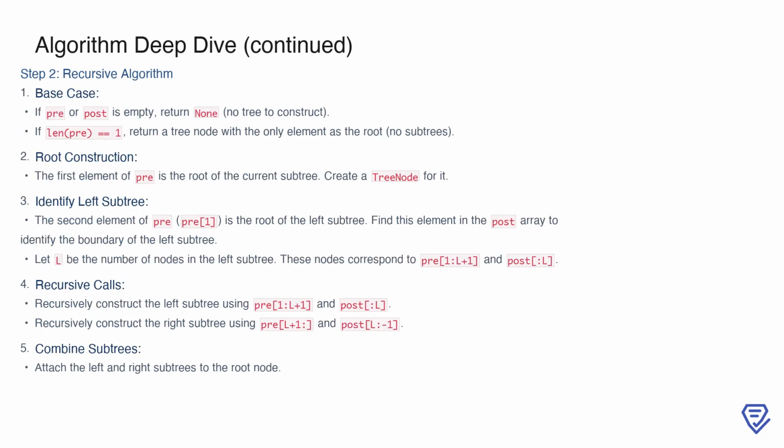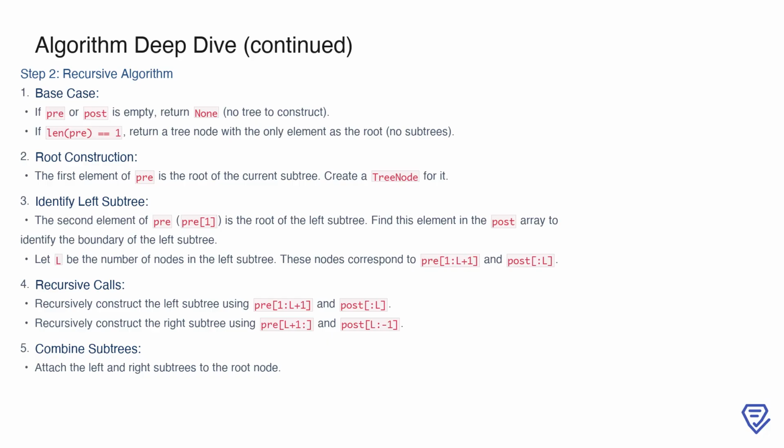To implement the algorithm, we start with the base cases. If either the preorder or postorder array is empty, there's no tree to construct, so we return none. If there is only one element in the preorder array, it represents a single node tree, and we can return that node directly. Next, we focus on constructing the root. The first element from the preorder array becomes the root of the current subtree, so we create a tree node for it. To identify the left subtree, we use the second element of the preorder array, which is the root of the left subtree. By finding this element in the postorder array, we can determine the boundary of the left subtree.